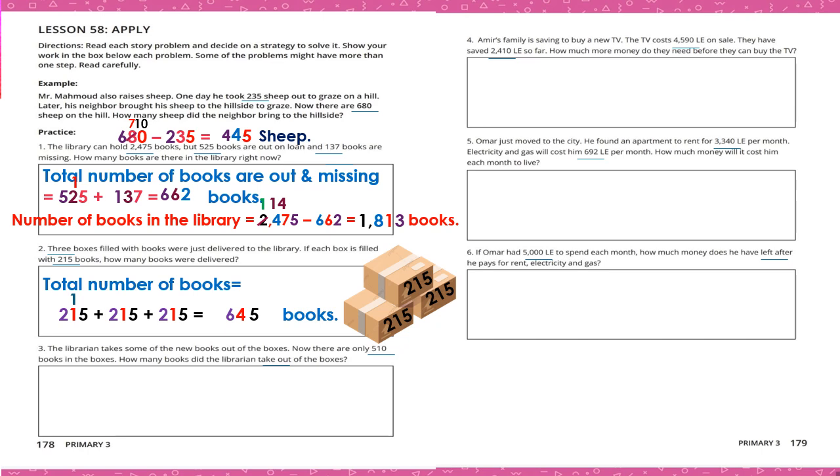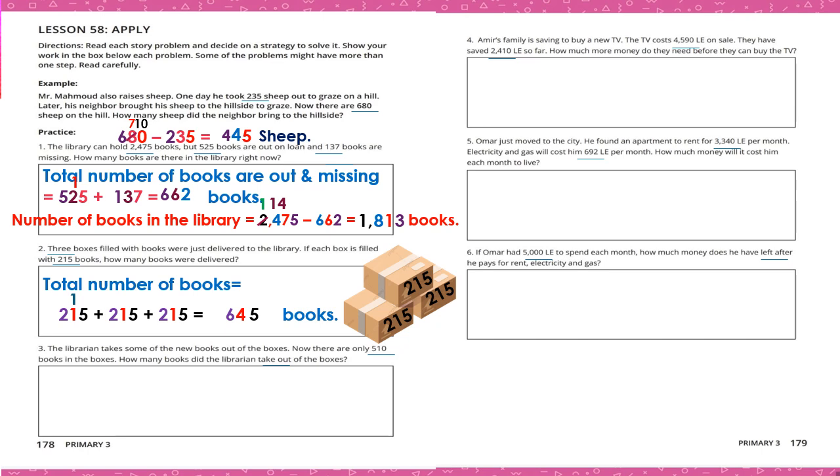What shall we do? Take out, take away. It's a keyword of what? Plus or minus? The librarian takes out, takes away some books from the boxes. And the remainder is 510. We wanted to know the number of the taken away books. Plus or minus? Take away. Yes, subtraction operation. But don't forget to put the biggest number first.